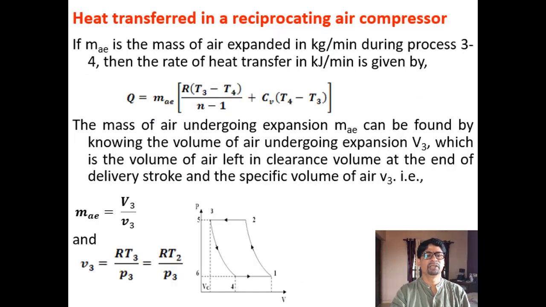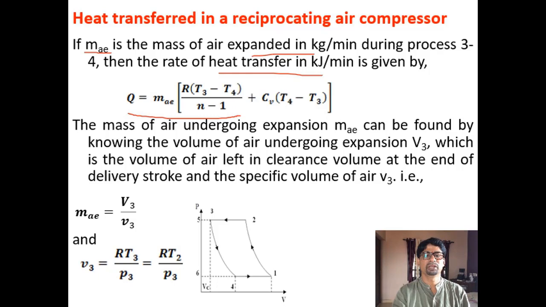Now if m_AE is the mass of air expanded in kg per minute during the process 3 to 4, then the rate of heat transfer in kilojoules per minute is given by Q is equal to m_AE into [R into (T3 minus T4) by (n minus 1) plus Cv into (T4 minus T3)].